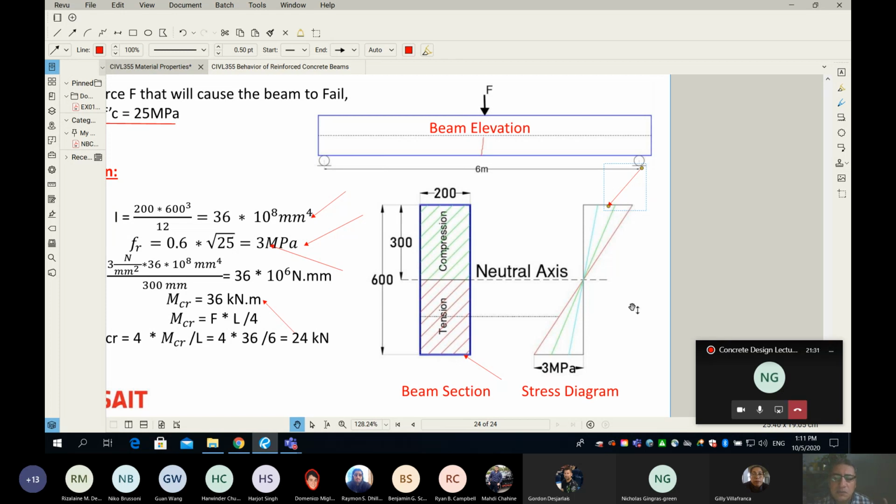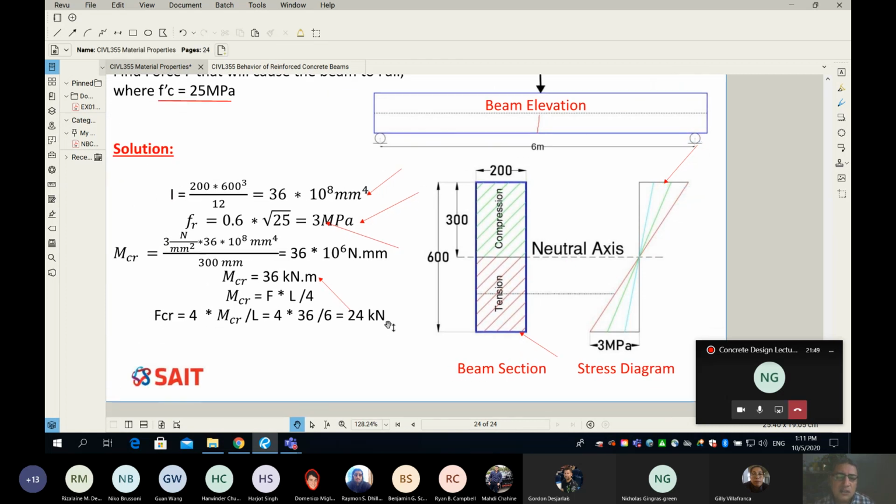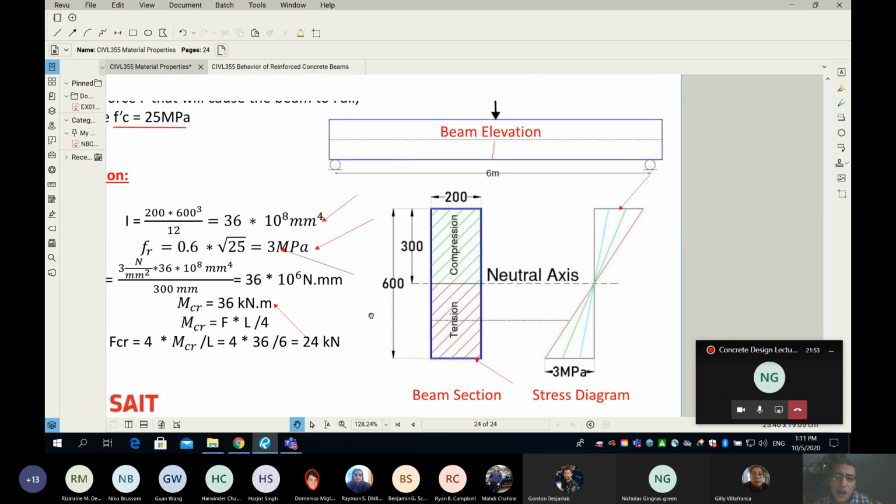If we build our beam out of plain concrete without any reinforcement, your beam will fail at a very, very early load, because simply the governing factor here is the tension. Concrete is not as great in tension as in compression, so it fails at a very early load. You can see the load is very little, 24 kilonewton. How about if I add some reinforcement?